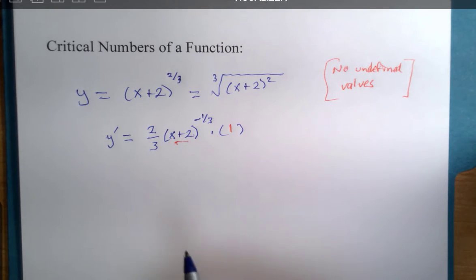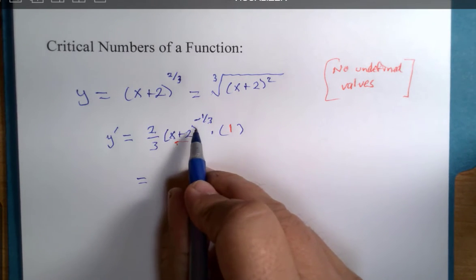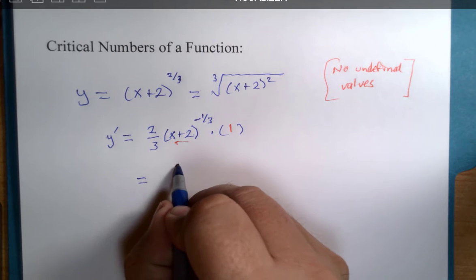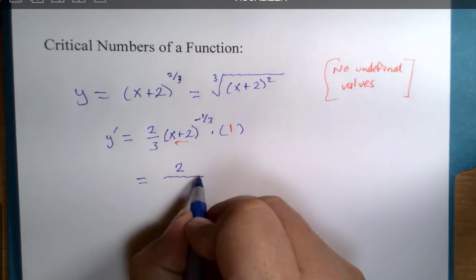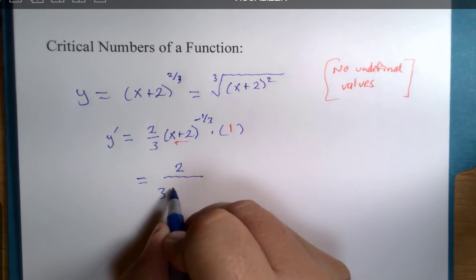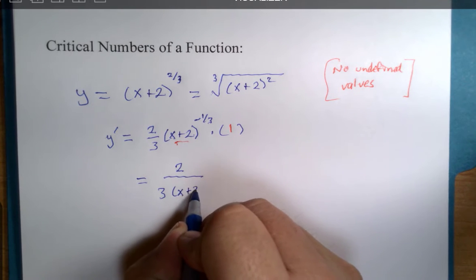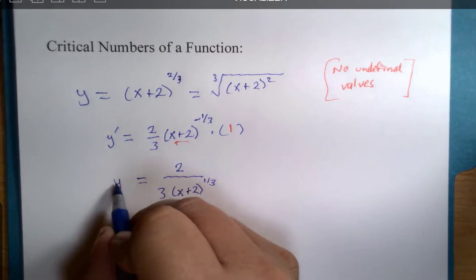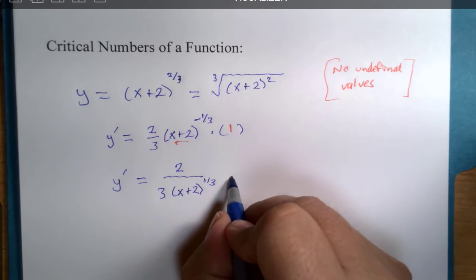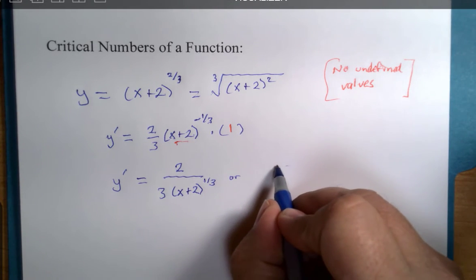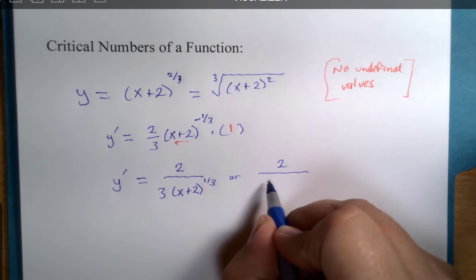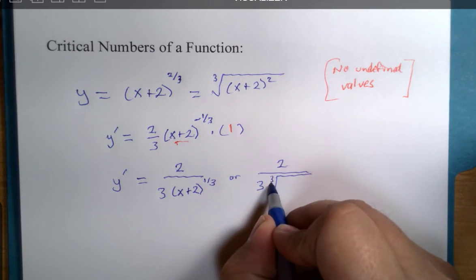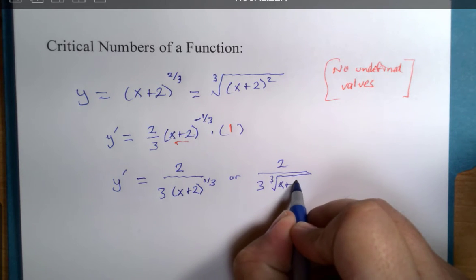And let's do a little rewrite. Negative exponent, I don't need to worry about writing 1, so I have 2/3 over (x + 2) to the 1/3 power, which is the same as 2 over 3 multiplied by the cube root of (x + 2).